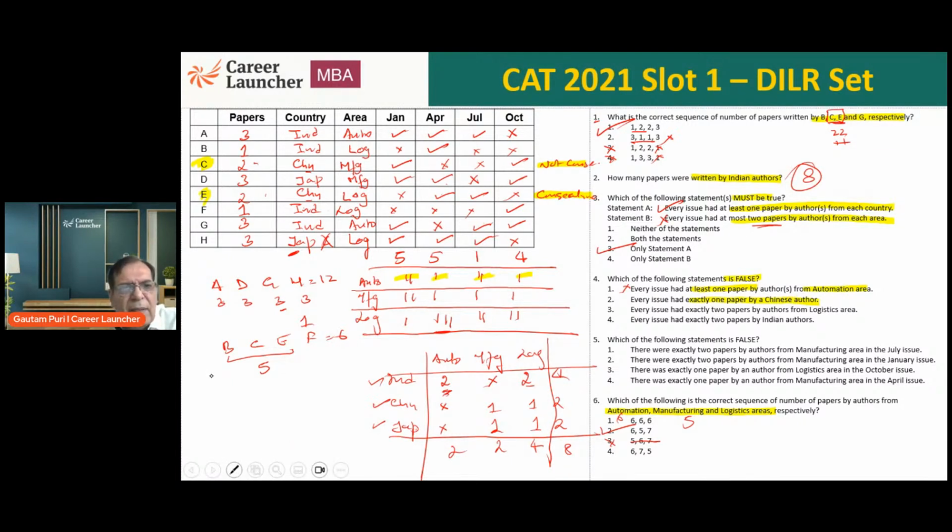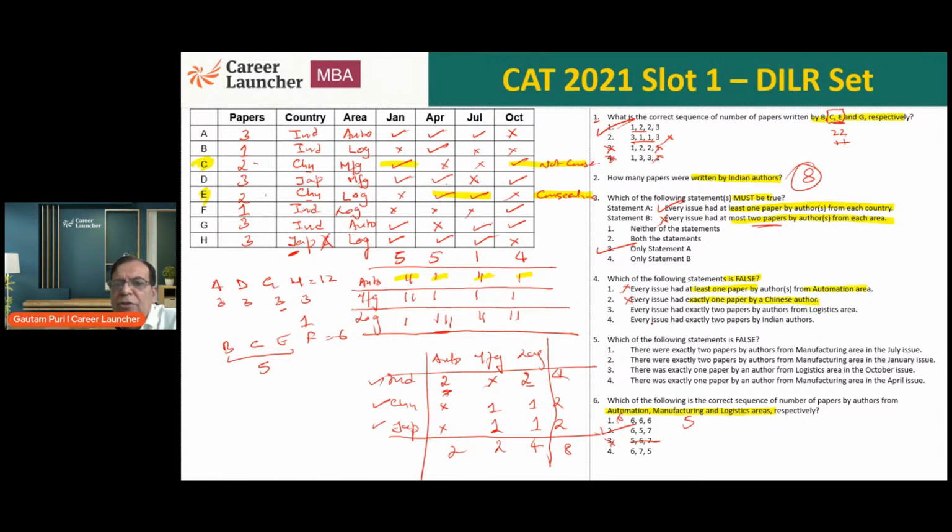Check कर लेते हैं. Every issue has a paper by a Chinese author or not? At least 1 paper, na? So China, yes, it has. C or E tha na. C and E, 2 are in this and 2 are in the middle. Yeah, statement 2 is also correct. So statement 2 is correct, so it cannot be the answer.